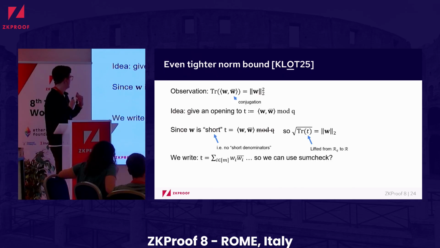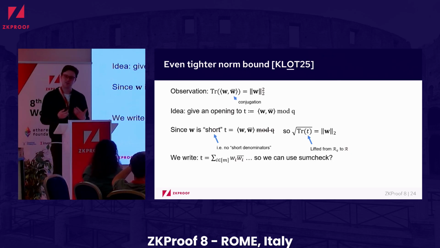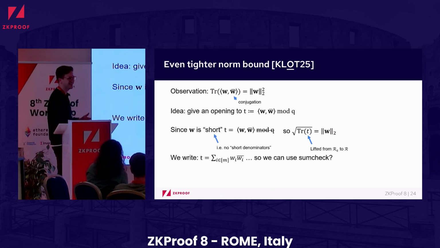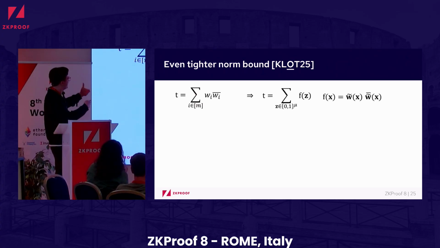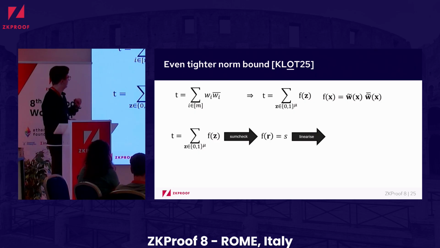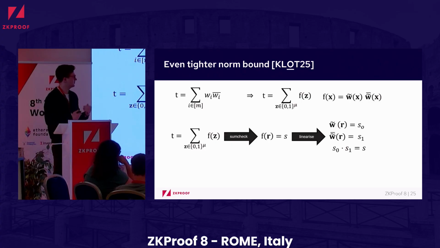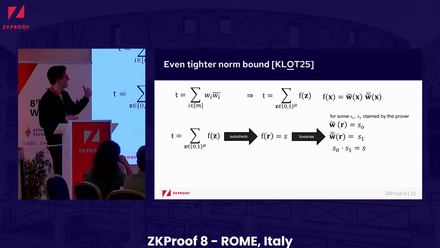So now we write it as a sum check. Sorry, when I did this talk, I didn't know that sum checks are not cool anymore. So we write it as a sum check, execute it, and reduce it to the evaluation claim of the witness and the conjugation of the witness. The verifier just sends the evaluation claims of the witness and conjugation of the witness to the prover, and the verifier checks consistency.